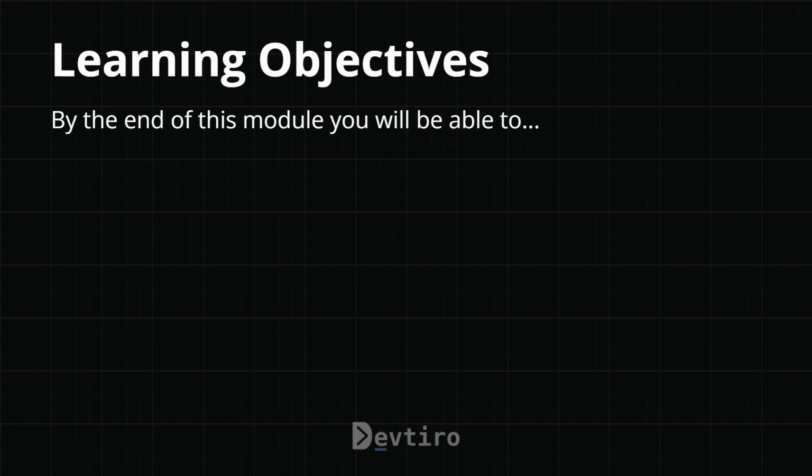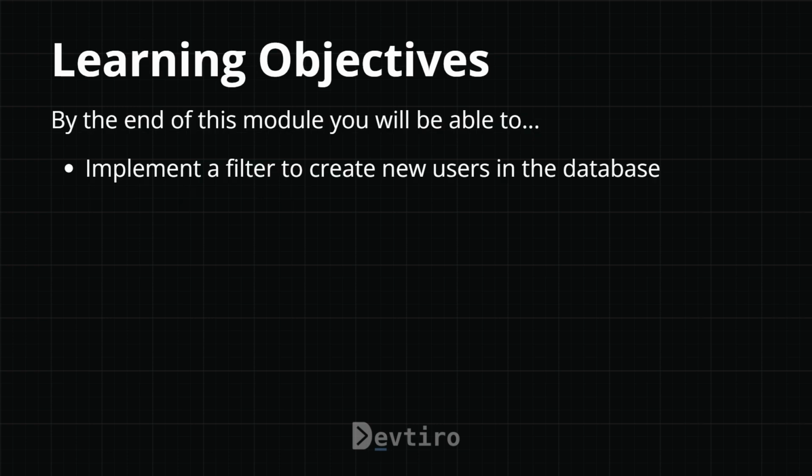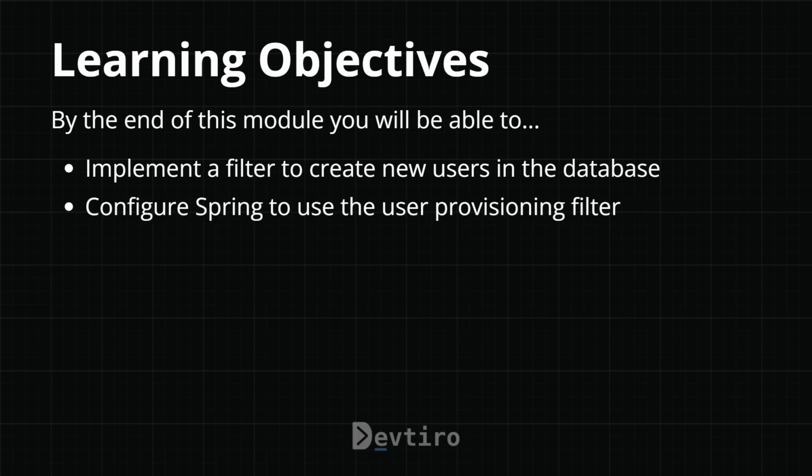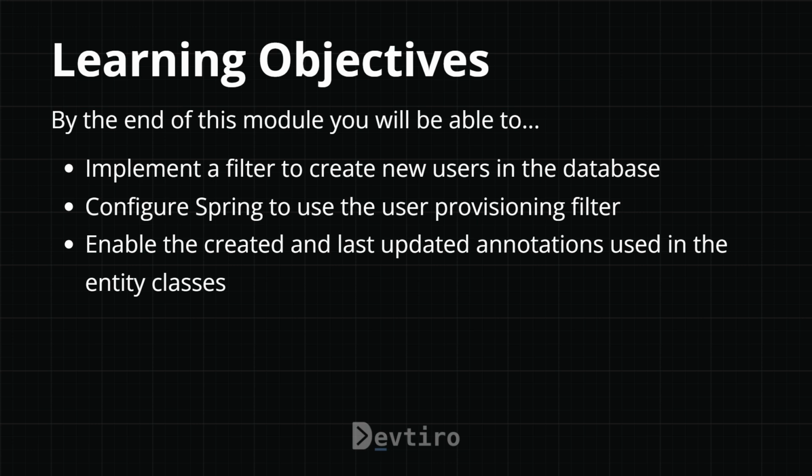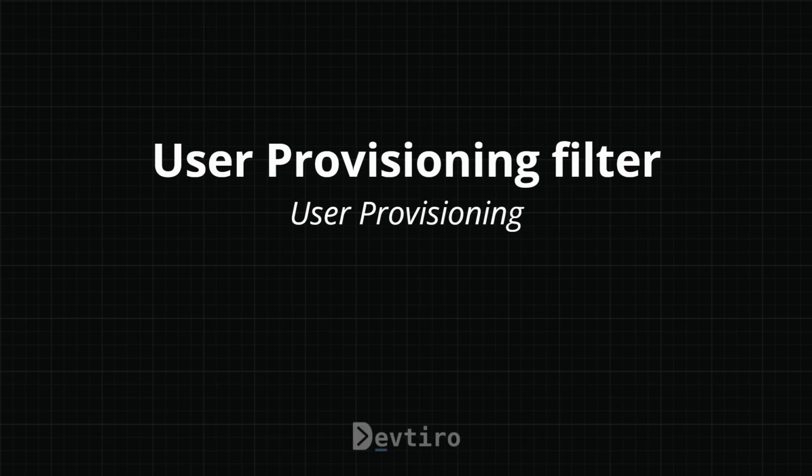By the end of this module, you'll be able to implement a filter to create new users in the database, configure Spring to use the user provisioning filter, and enable the created and last updated annotations used in entity classes. So with that covered, let's get started. Before we can create an event, we need an organizer user in the database. In this lesson, we'll implement the use of a provisioning filter, which will check the JWT in the authentication header and create a user in the database if needed.